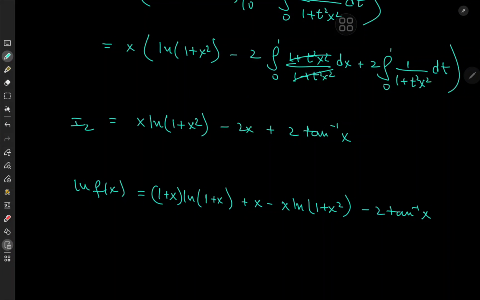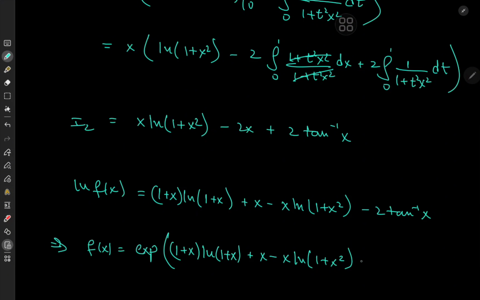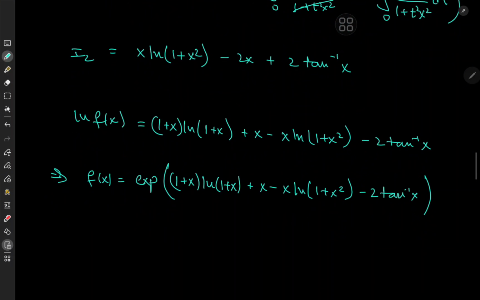Obviously, we should be able to get some kind of simplifications. Nah, we don't need simplifications. So this implies that f of x is an exponential function. f of x equals exp, going full-blown physicist over here, (1 plus x) times log of (1 plus x) minus x times log of (1 plus x squared) minus 2 times the arctangent of x. And like I said, we need some information about the function being increasing or decreasing. So for that, I need the derivative.